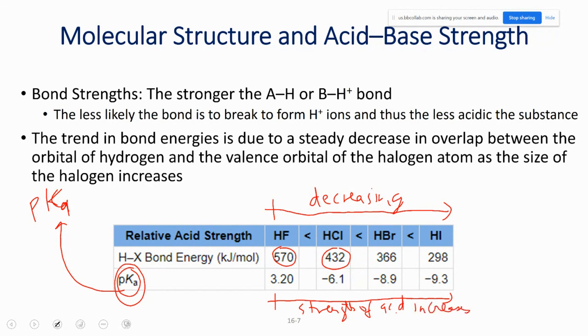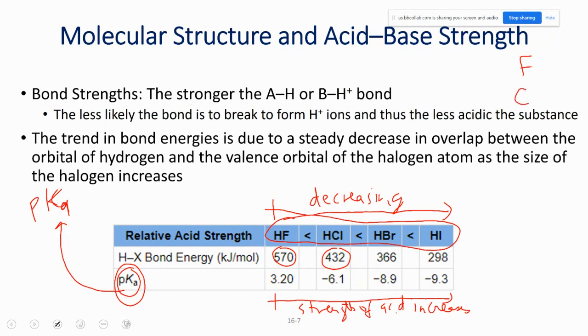As the bond strength decreases. Now the question is, why does the bond strength decrease as you go from F, Cl, Br, and I? Like I told you, in group 7, as you go down a group, this is what it's going to look like.